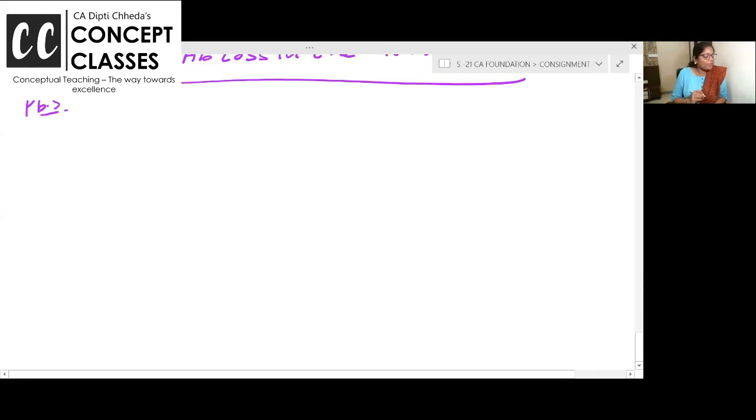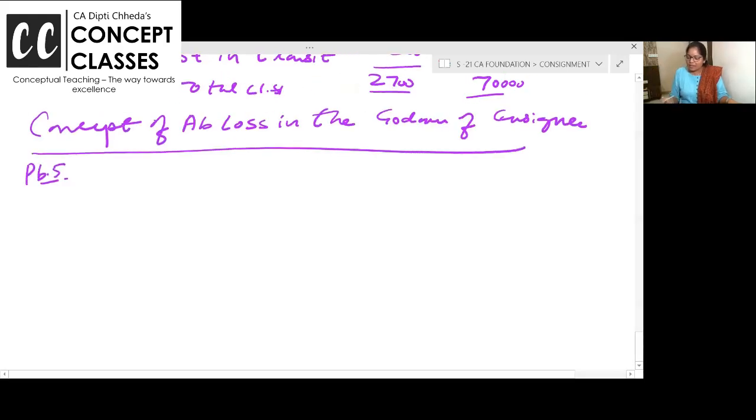So fifth problem we are doing now in class. In this the loss is not in the transit, it is in the go down of the consignee. So just see how we are going to put up all the cost. Cost of the goods first. 10,000 units and amount 2 lakh rupees. Same figures purposely so that you understand it better.